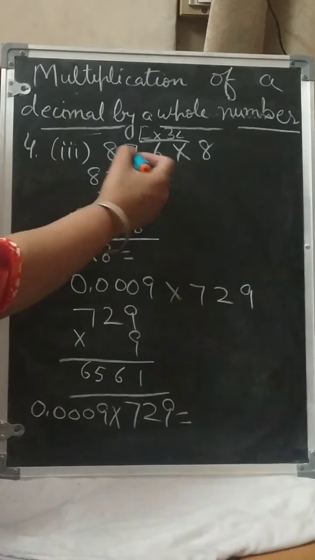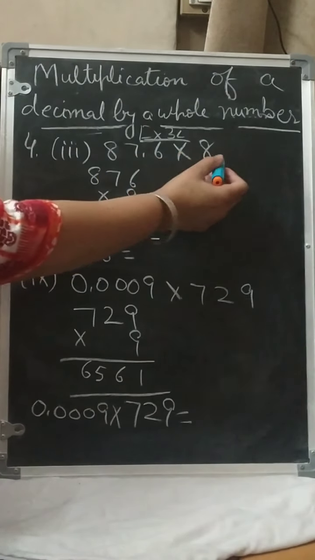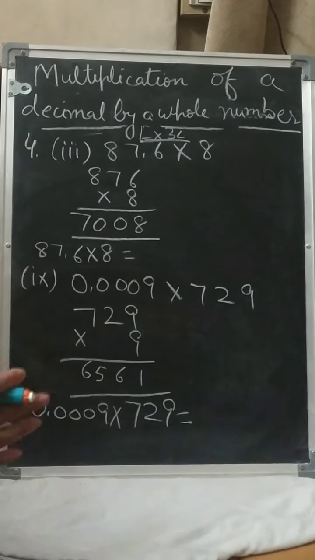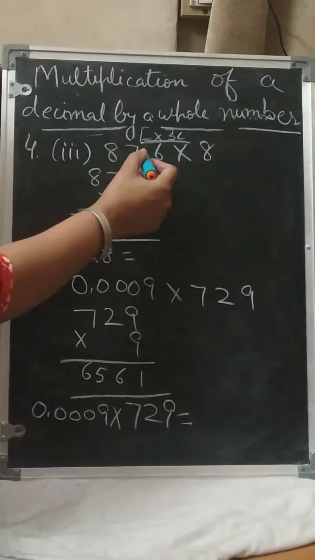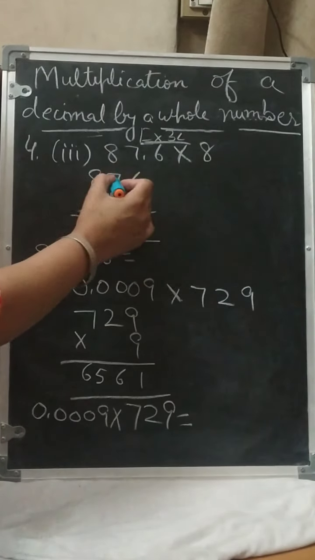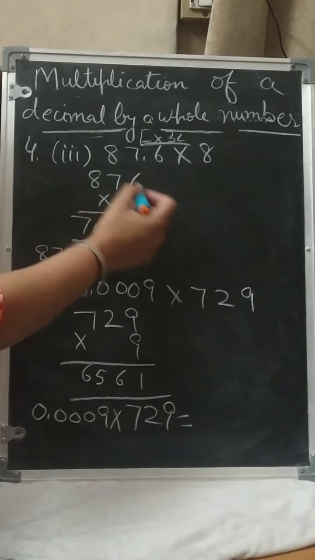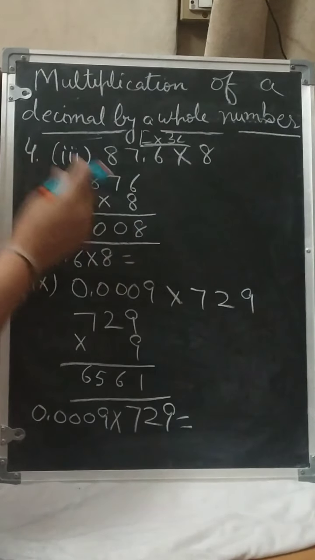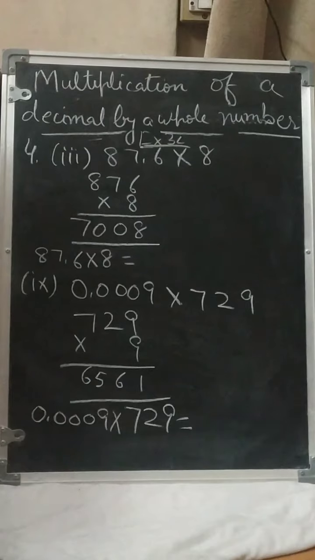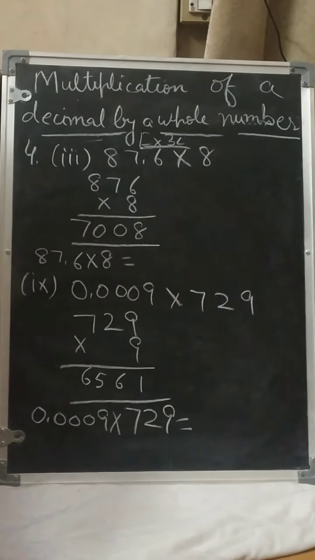This question: 87.6 multiply 8. So in this type of question, firstly you can ignore the decimal and simply write 876 multiply with 8. You know how to do that. Now what we have to learn in these questions is how to write the answer when decimal numbers are there.